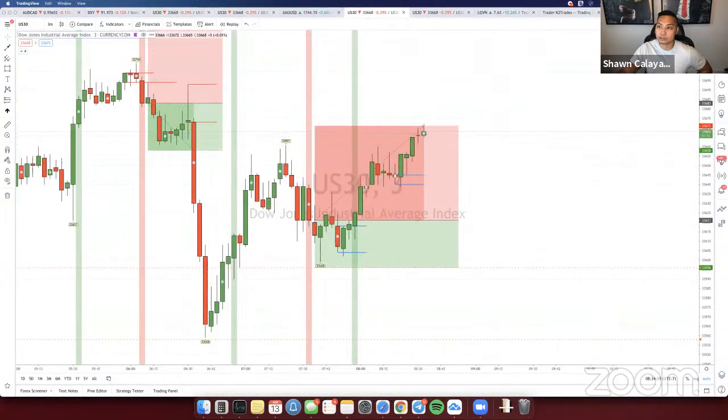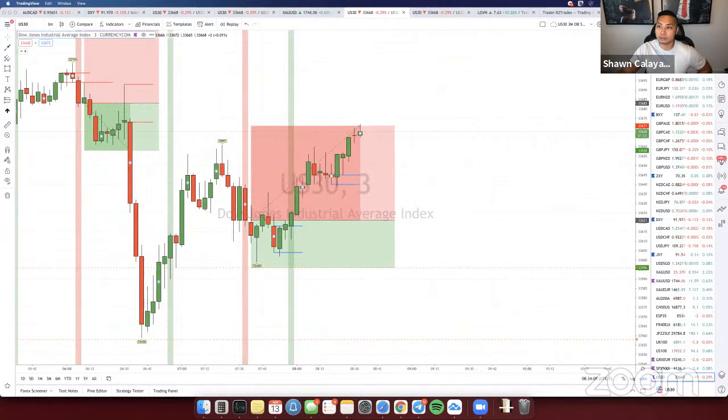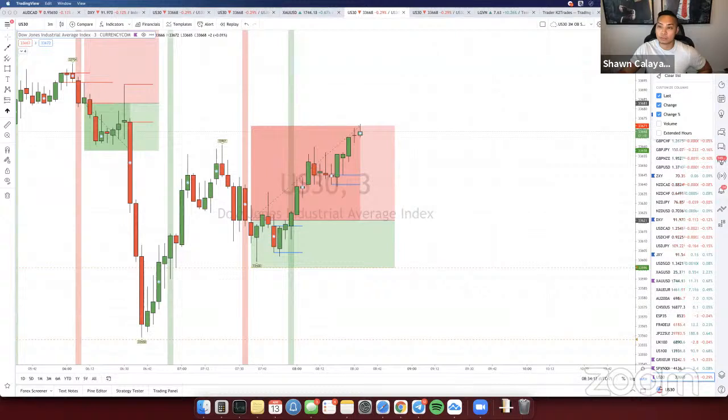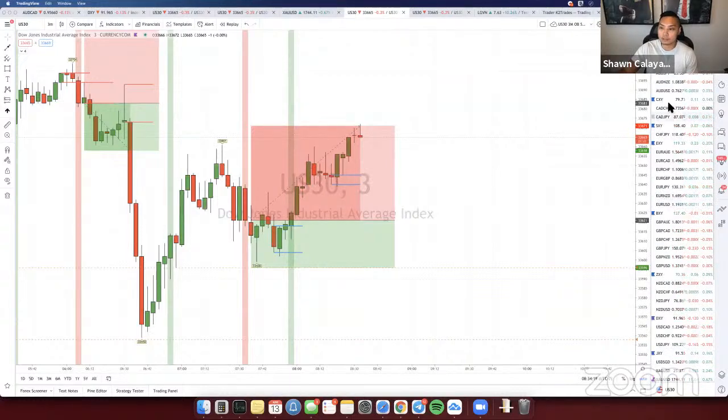You just click on this, you click import. And then that's where you would place your watch list, upload it to your chart. You'll have all these pairs right here on your end.